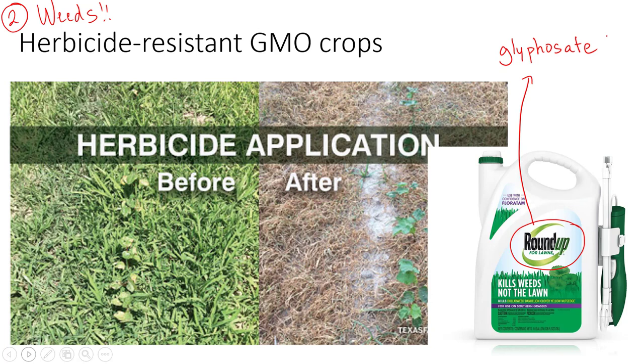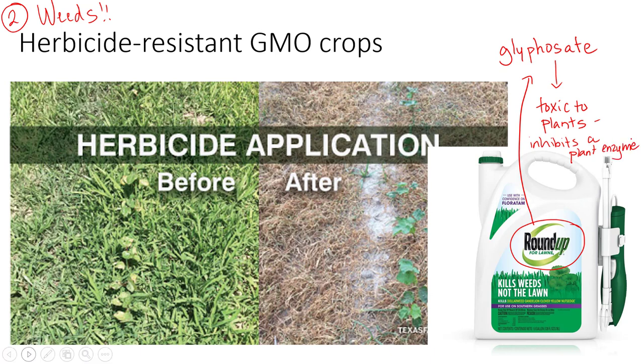So glyphosate is toxic to plants, okay? Just like the BT toxin we were talking about with the corn is specifically toxic to insects, glyphosate is toxic to plants. It actually is an enzyme inhibitor. So it inhibits a plant enzyme.